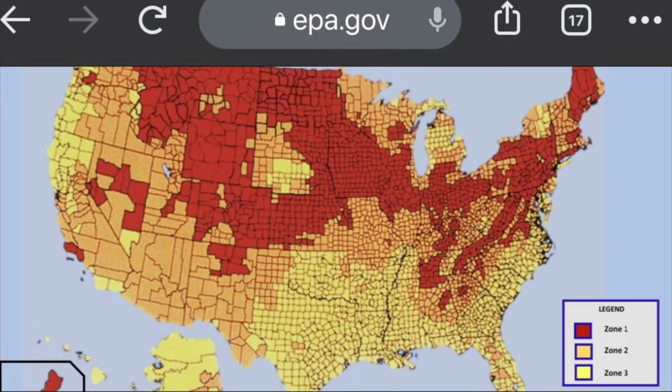This is a map that's put out by the Environmental Protection Agency, a federal government agency, that shows the general levels of radon in the United States. The red color is zone 1, and that would be the highest level of radon. The orange color is zone 2, and that's an intermediate level of radon. And the yellow color is zone 3, which has the lowest amount of radon.